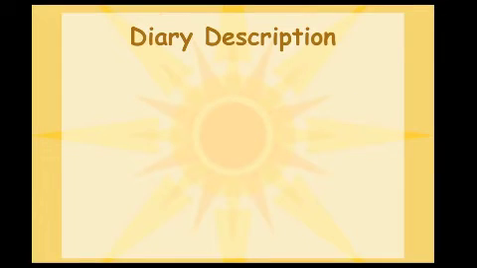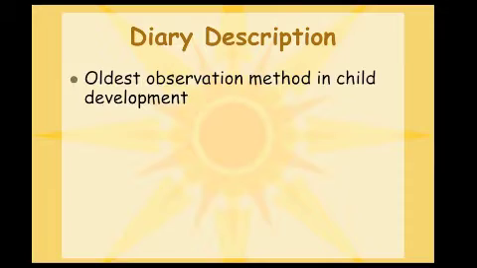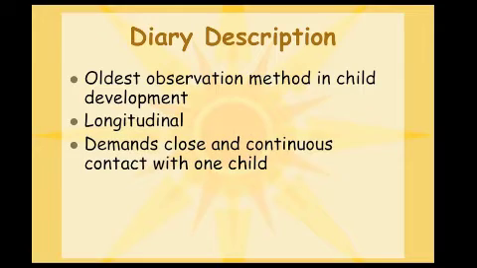The last method we're going to discuss is the diary description. It's the oldest method in child development. You're basically observing over extended periods of time in one child's life. So it demands close and continuous contact with one child. Diary descriptions are most often conducted with one's own child or family member.